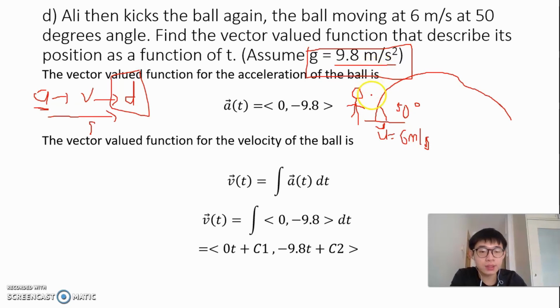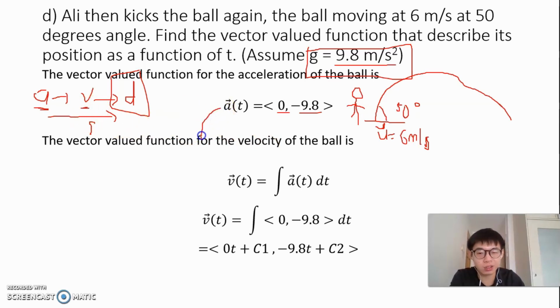Since the ball is going opposite of the force of gravity, we are going to negate the g, so for the j component, negative g. So the acceleration vector value function is 0 and negative 9.8. Next we're going to find the velocity vector value function. So how do we find the velocity vector value function?